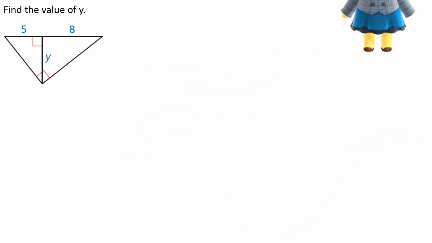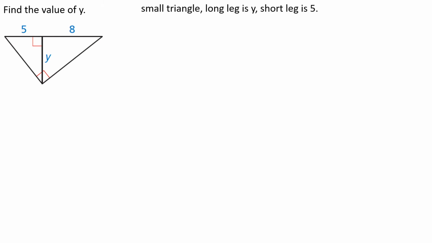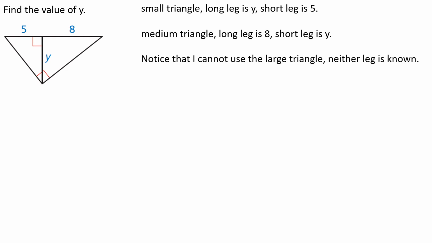Find the value of y. Okay, small triangle, I know a long leg and I know a short leg. Medium triangle, I know a long leg and a short leg. So hey, we're in business. Side note, large triangle, the only thing I know is the hypotenuse. I don't know either leg. So don't even think about using the large triangle, right? It's not going to work.